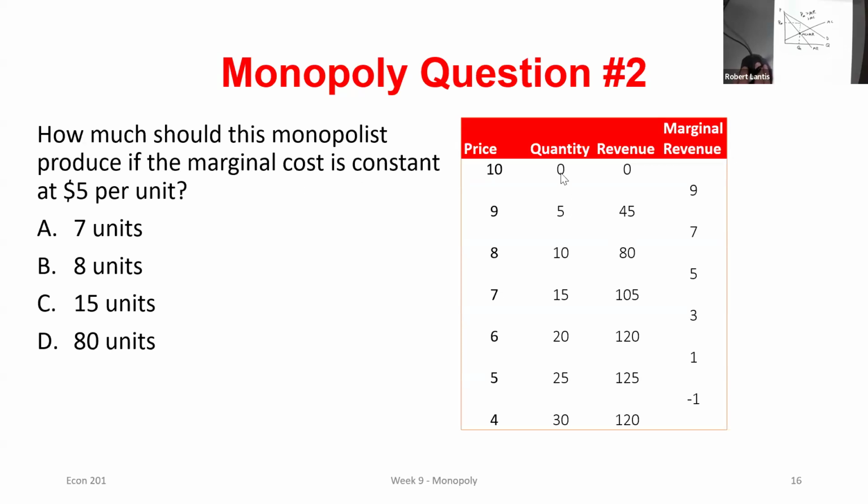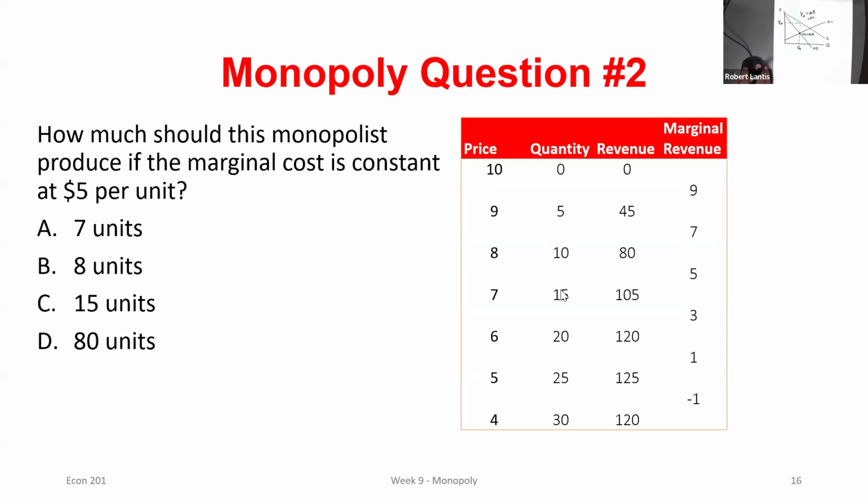Well, what am I doing? I'm looking for the quantity where marginal cost is equal to my marginal revenue. So how did I find this marginal revenue? For the first 5 units, the change in my total revenue was 45 divided by a change in the quantity of 5. So that would be 9. And then what about going from 5 to 10 units? The change in my total revenue was 35 divided by a change in quantity of 5, so it's 7.